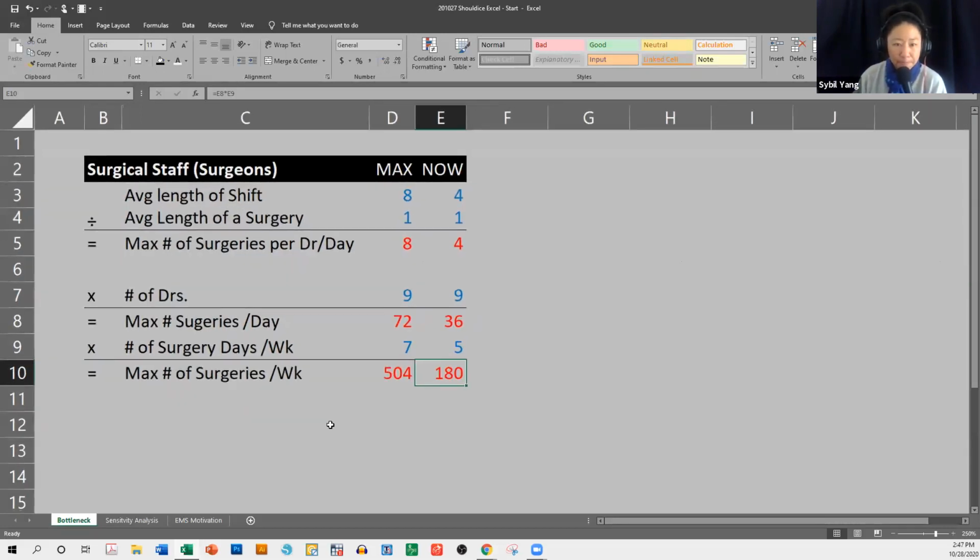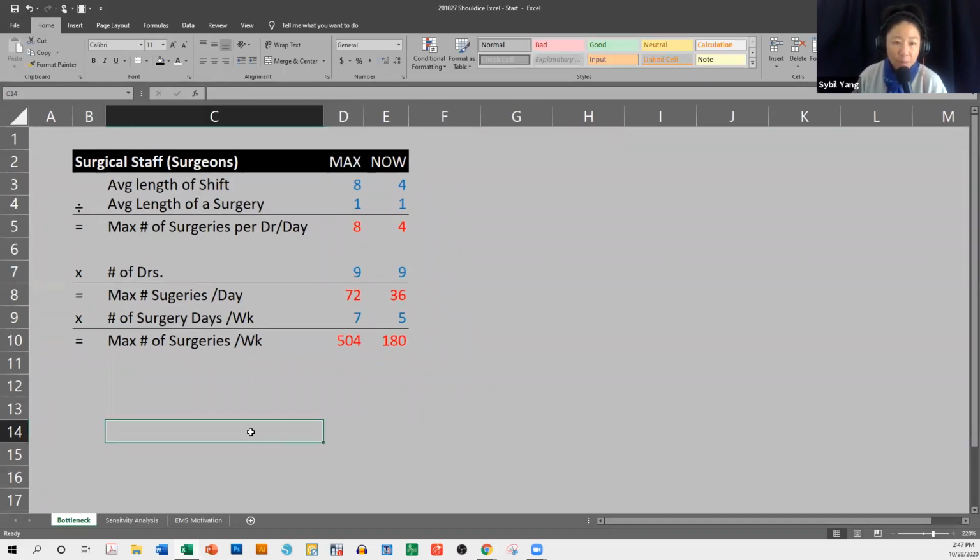Okay. So that's how we come to the surgical staff capacity. In the next video, we will come back and conduct the same type of analysis, only this time if our operating rooms were the capacity constraint.